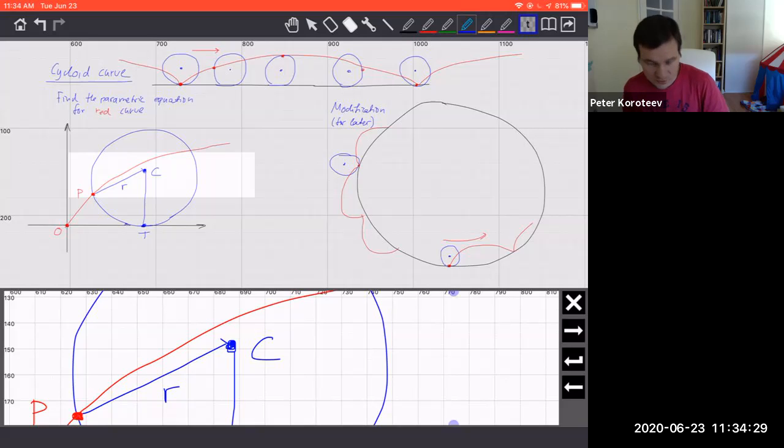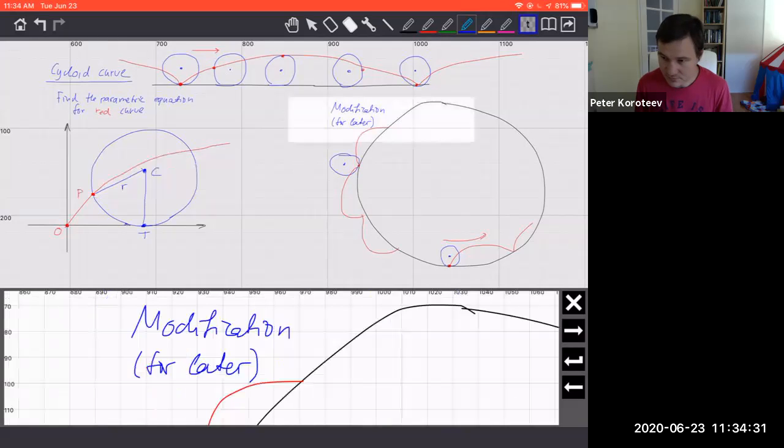Towards the top of the screen, I'm sure it's in blue. This, or it's a modification of the problem. So let me try to rewrite it. Modification. So it's a follow-up problem, which we'll talk about later. Yeah.